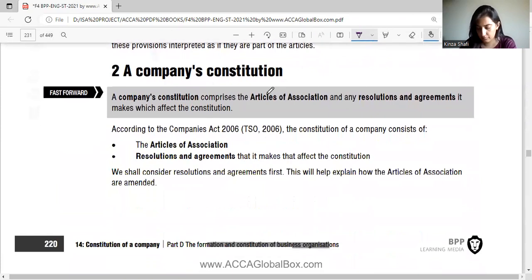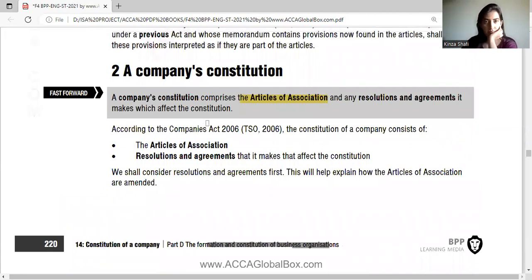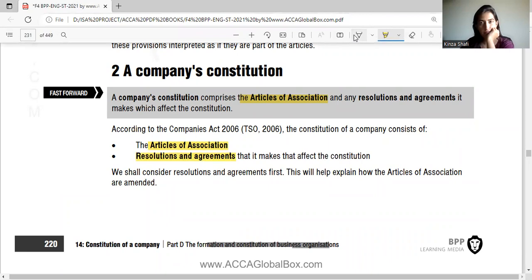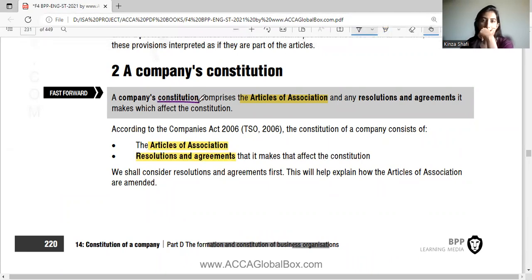Company's constitution. Now, what is a company's constitution? It comprises of the articles of association and resolutions and agreements it makes which affect the constitution. Now, articles of association, whenever you hear this word articles of association, it should come to your mind on the spot that it means the constitution of the company.